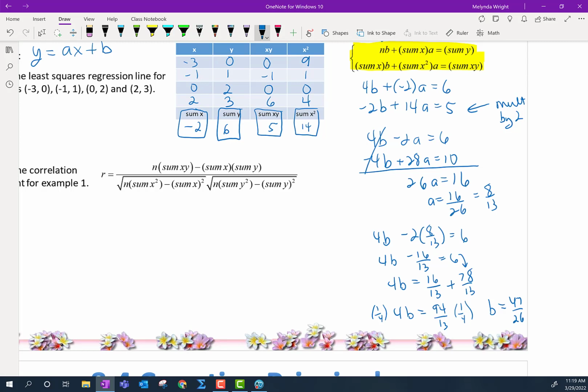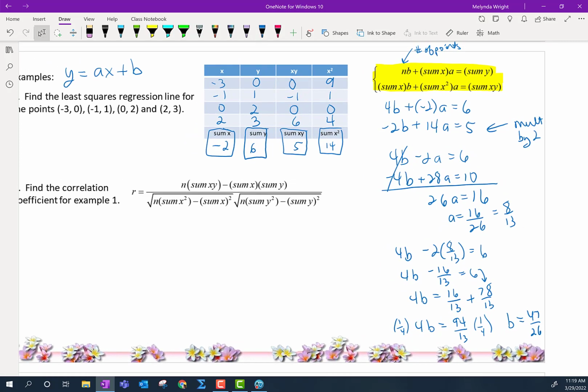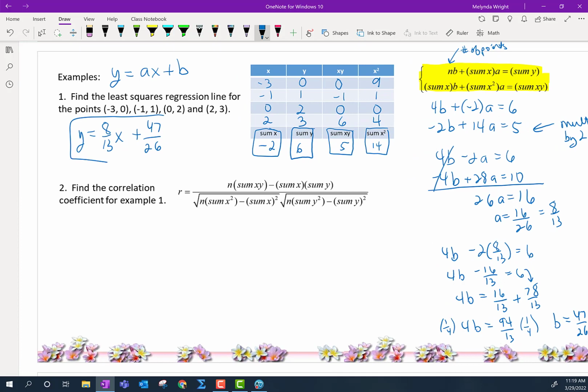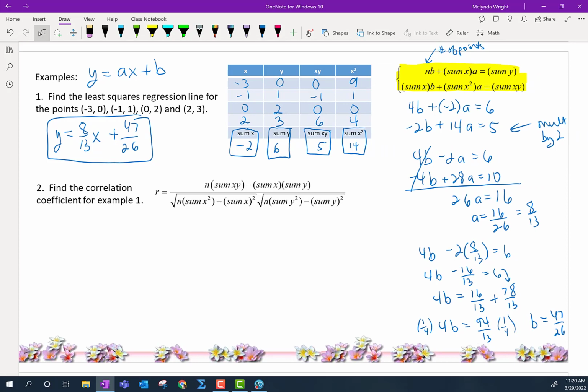Okay, so let's write our line of best fit. So it's y equals 8/13 x plus 47 over 26. Okay. So that's an example that we did by hand, just using our chart and our formula. Right. And of course, we used our calculator for number crunching. So the second part of this is just finding the correlation coefficient, R, for the thing that we just did. So, okay, it just involves plugging in numbers.